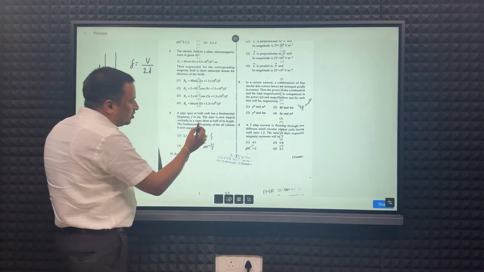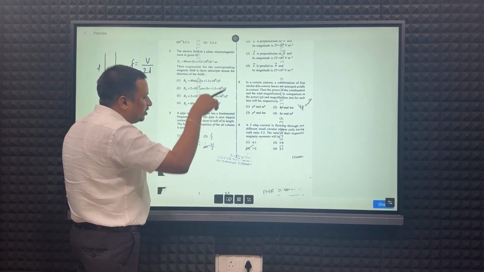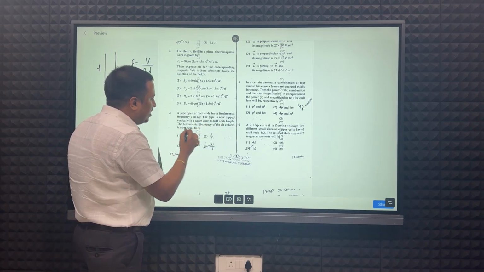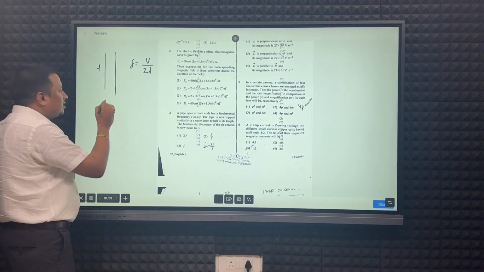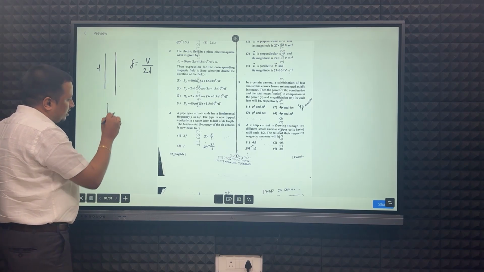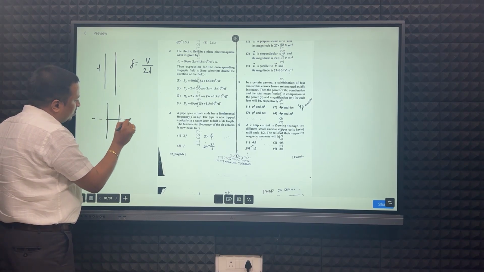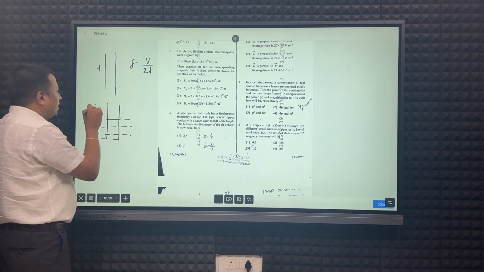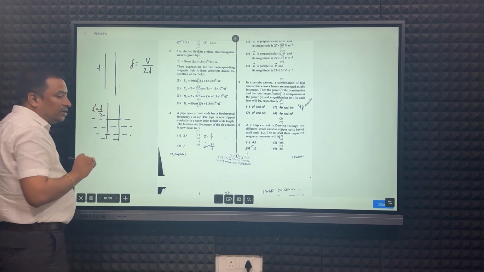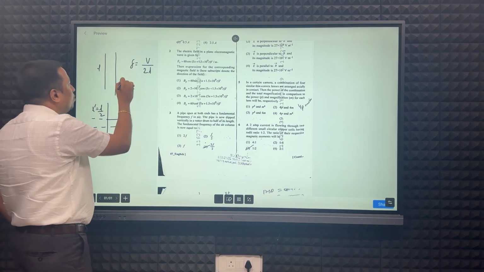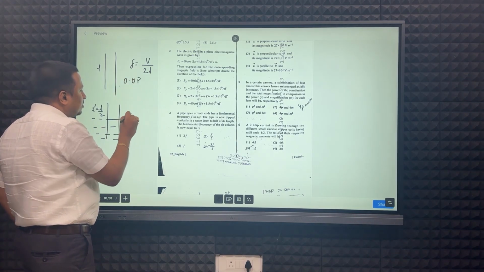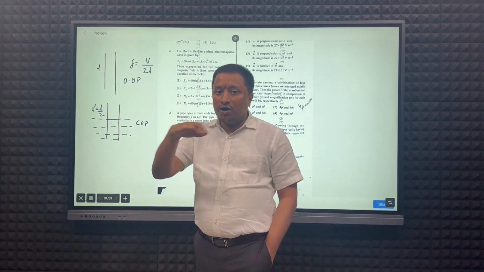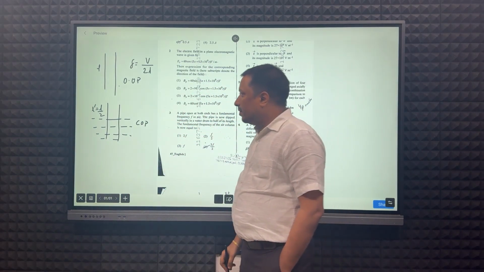What are they saying further? Pipe is now dipped vertically in a water drum to half of its length. The fundamental frequency of the air column is now equal to. Same pipe is now dipped in water, half of it is dipped. Now the length is going to be what? L dash, that is L by 2. As well as this was an open organ pipe, this will become a closed organ pipe. Why? Because one of the ends is closed by water.